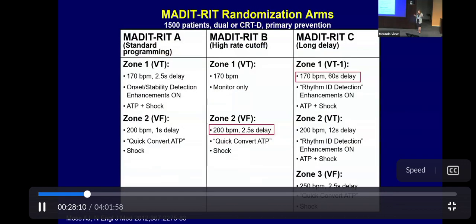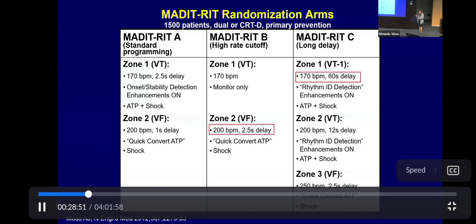MADIT-RIT, as I think most people have heard about a little bit, is 1,500 patients with dual chamber or CRT devices, who had primary prevention devices, and they went into 3 different programming options. It was randomized to what was considered standard for the time, not standard for now, but a rate cutoff of VT of 170. These are people who never had VT before. This is just primary prevention. A 2.5 second delay. This was a different device, so they did it by seconds instead of number of intervals to detect, and programming on onset and stability. And then the VF zone was just programmed at 200 beats per minute with a very quick delay of 1 second.